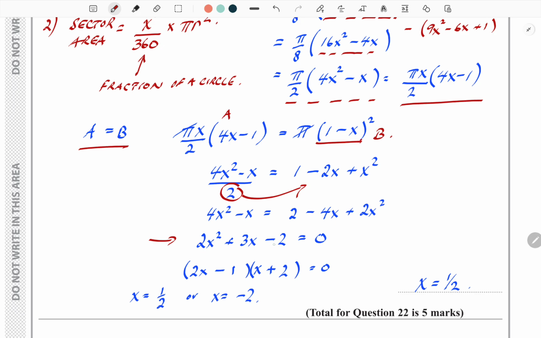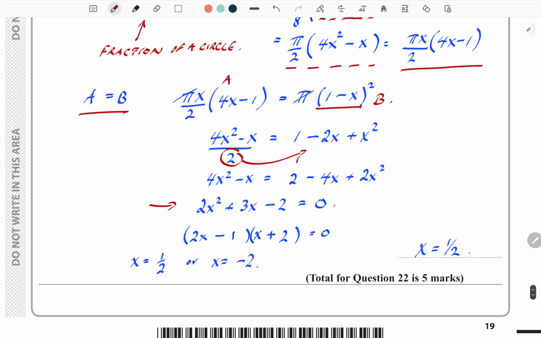Collect everything on the left-hand side. 2x squared plus 3x minus 2 equals 0, all right? So standard quadratic. And factorizing. Again, I've got a factorization video if you need to revise that. All right. And the two solutions from there are x equals half and x equals minus 2. Well, we can't have x equals minus 2, so x has to be a half. All right. Okay.